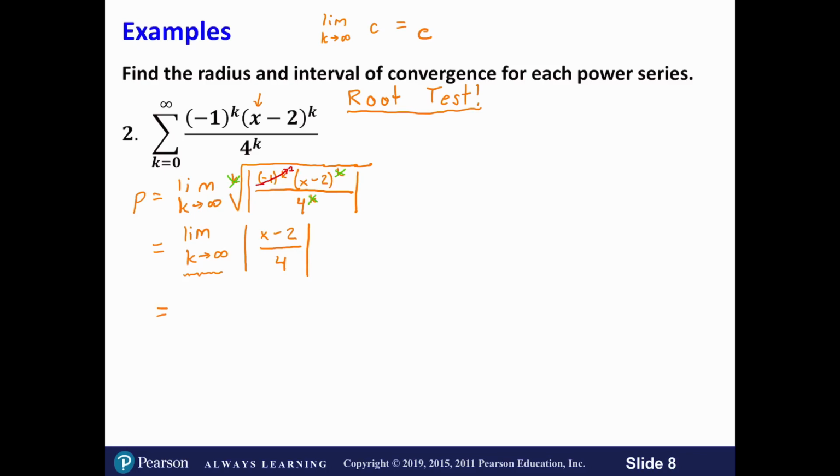And so in this case, we are just left with x minus 2 over 4, absolute value. We could rewrite this as the absolute value of x minus 2 over 4, because we know that 4 is positive, but we don't know if x minus 2 is positive or negative. So that's got to remain in the absolute value. So the question we have to ask ourselves is, for which values of x is this value less than 1?